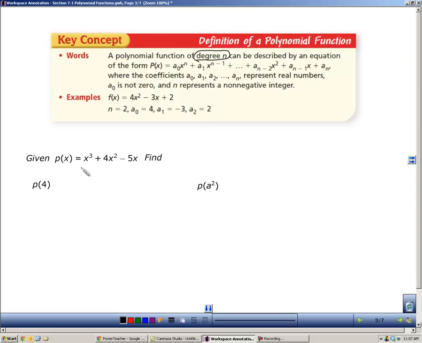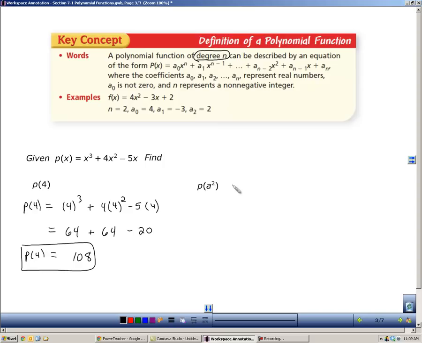Now let's take a look at this polynomial function here and see if we can find out how to simplify and find these two values. So we're looking for p of 4, and since p of x is all this, we take the x and replace it with a 4. So 4 cubed is 64, 4 squared is 16, and 16 times 4 is 64 again, and then that's minus 20. 64 and 64 is 128, minus 20 is 108. So p of 4 is 108.